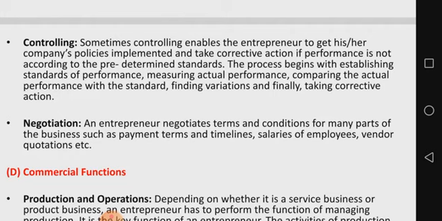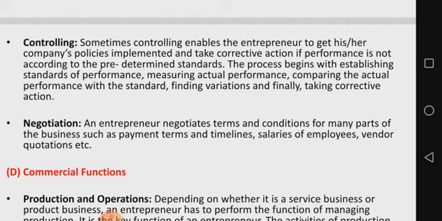Negotiations. An entrepreneur negotiates terms and conditions for many parts of the business, such as payment terms and timelines, salaries of employees, vendor quotations, etc. Easy to understand this one. Negotiations, you should be a very good negotiator when you want to do business.